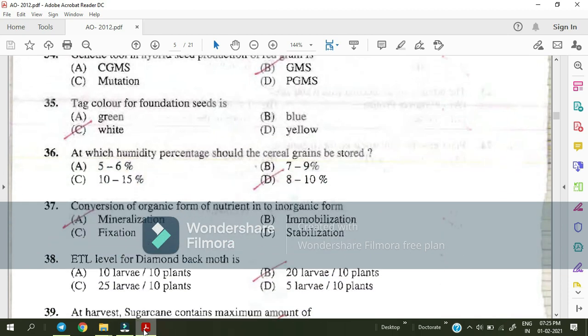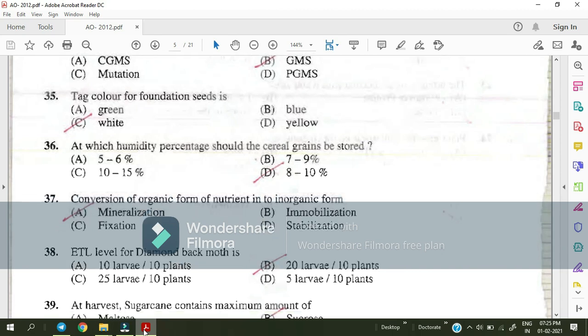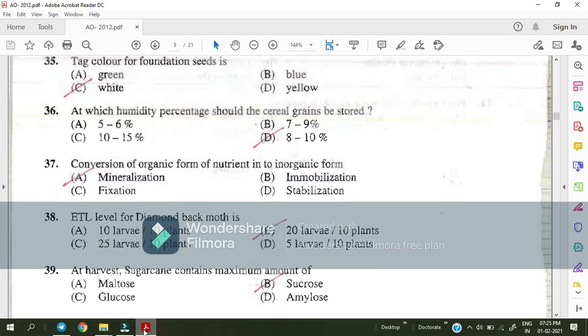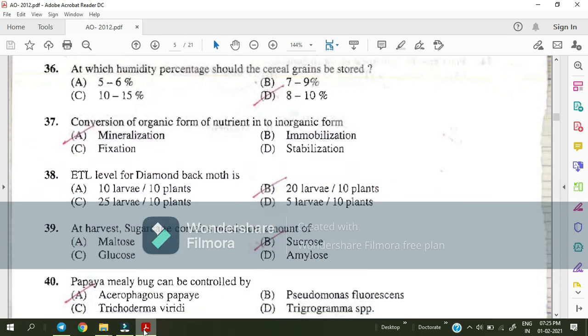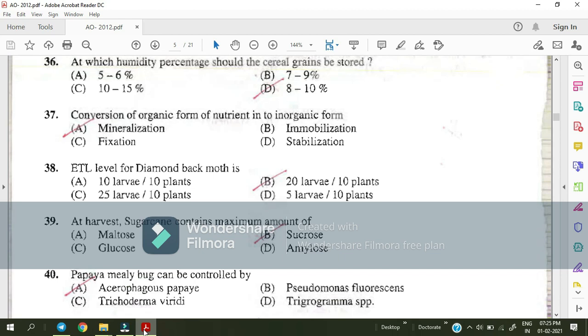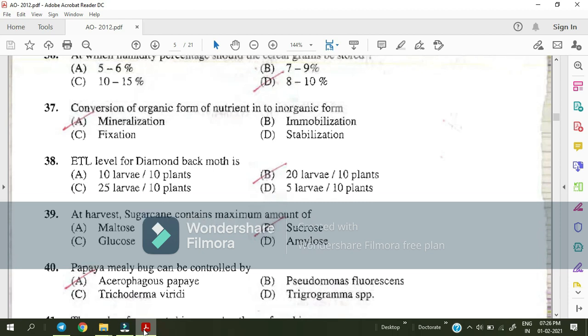38th question. ETL level for diamond back moth is 20 larvae per 10 plants. Diamond back moth scientific name is Plutella xylostella, and its trap crop is mustard. So diamond back moth is one of the important pests. 39th question. At harvest, sugarcane contains maximum amount of sucrose. And at the harvest stage total soluble solids should be 16 to 18%.